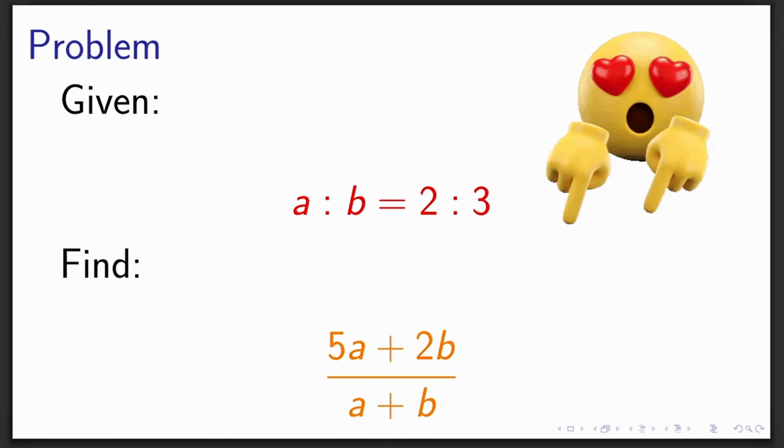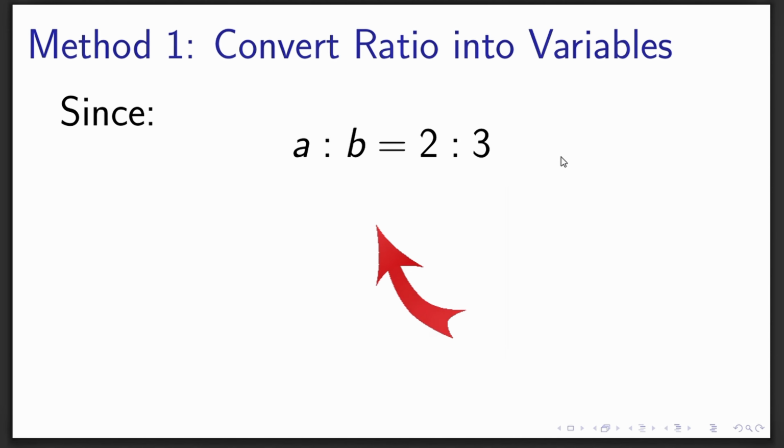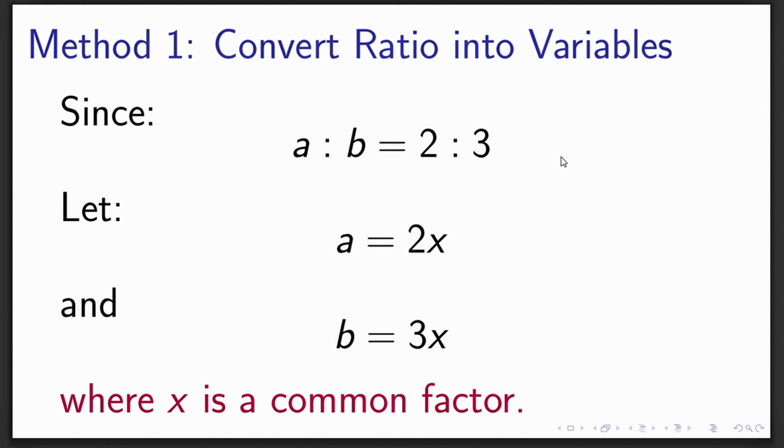I'm going to use two ways to solve this question. One will be the casual way, the other one will be the trick way. So now I'm going to start the casual method. First of all, we know that A ratio B is equal to 2 ratio 3. This means I can define the variables: A will be equal to 2x and B will be equal to 3x, where x is a common factor that we have.